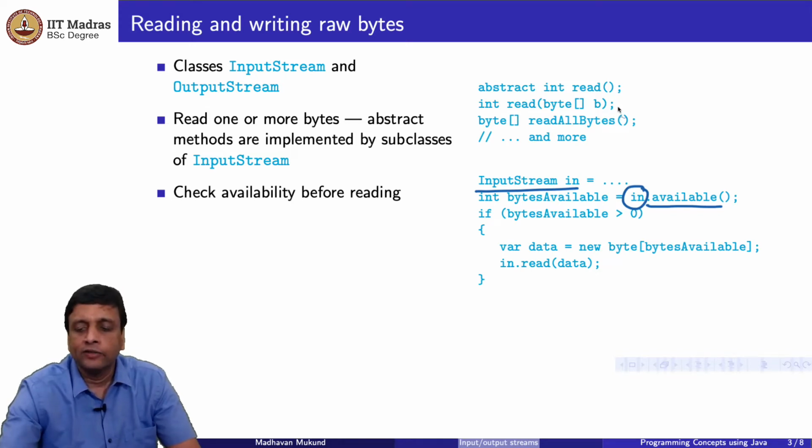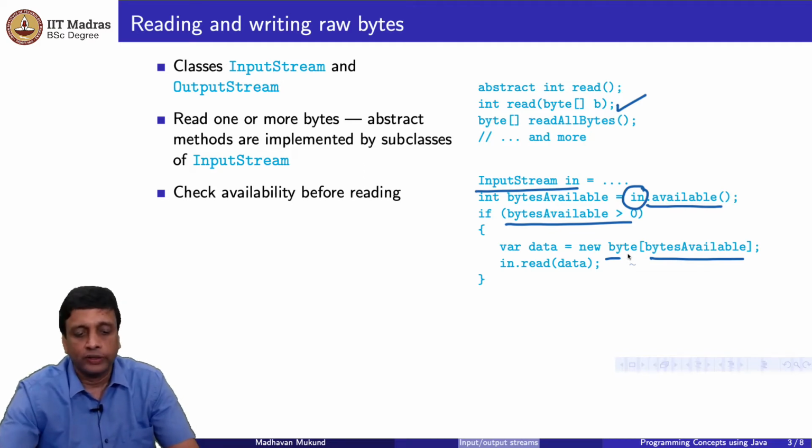And then you could use this form of the function which reads into a byte array by checking if you have a non-zero number of bytes available, then you can read into a byte array of that size. So this is a way of combining the different components of input stream in order to read.